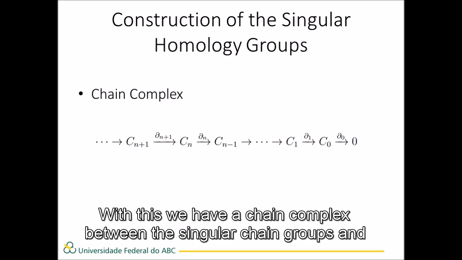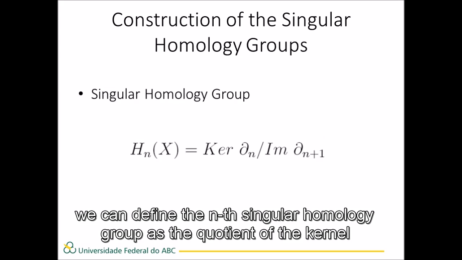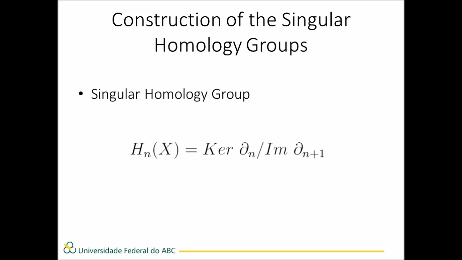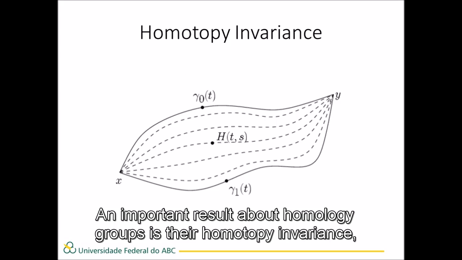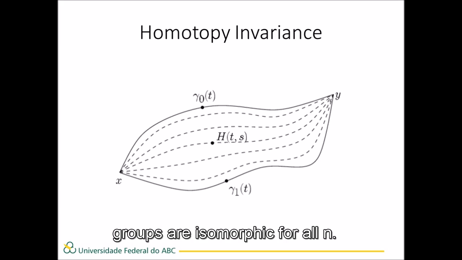With this, we have a chain complex between the singular chain groups, and we can define the n-th singular homology group as the quotient of the kernel of the n-boundary homomorphism by the image of the (n plus 1) boundary homomorphism. An important result about homology groups is their homotopy invariance, that is, if two spaces are homotopy equivalent, then their homology groups are isomorphic for all n.